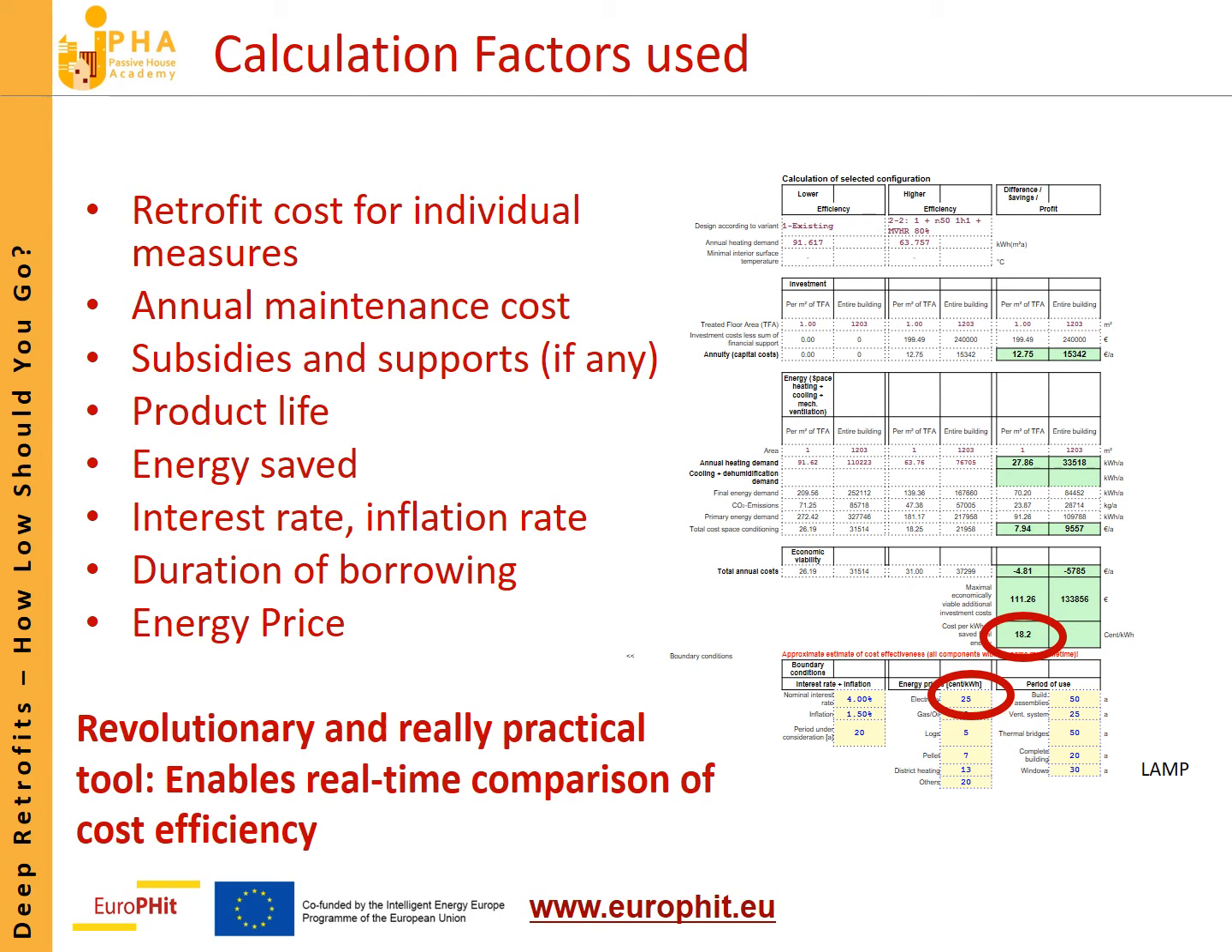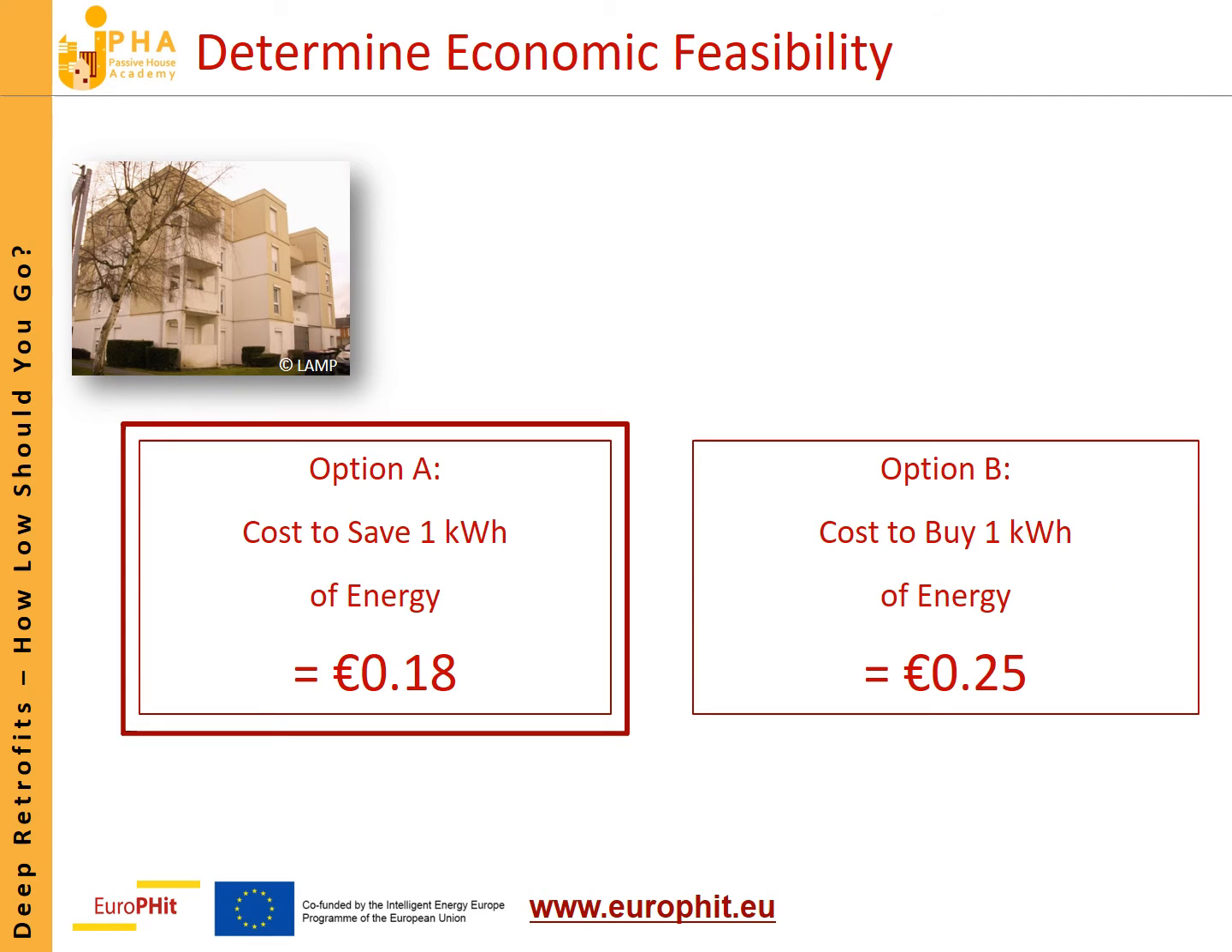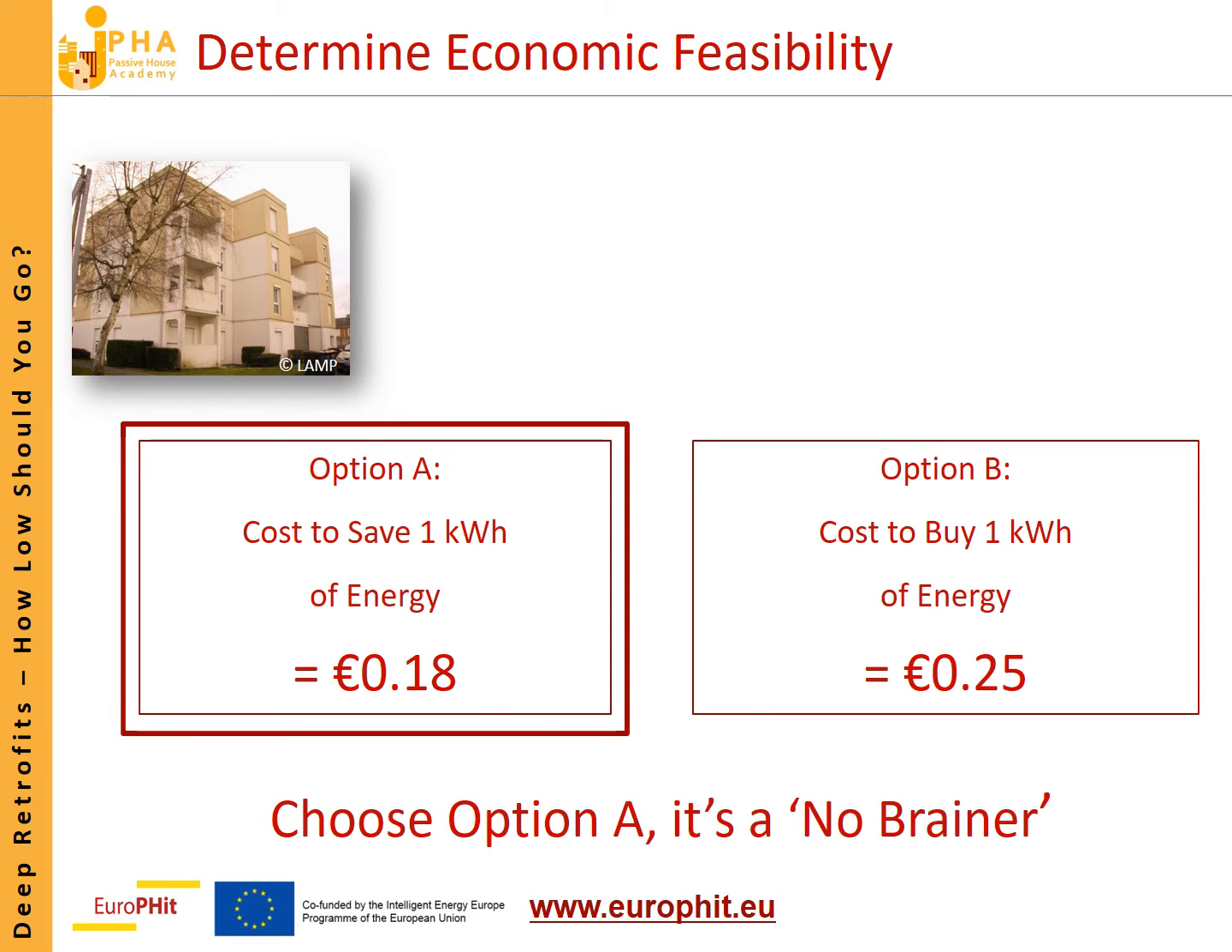And if we zoom in on these two little figures here in the red circles for the French project, in this case the cost to save a kilowatt hour of energy is 18 euro cent, compared to the cost to buy a kilowatt hour of energy, which is 25 euro cent. So in this case, the upgrading measures that La Maison Passif were proposing are entirely valid when it comes to economics.